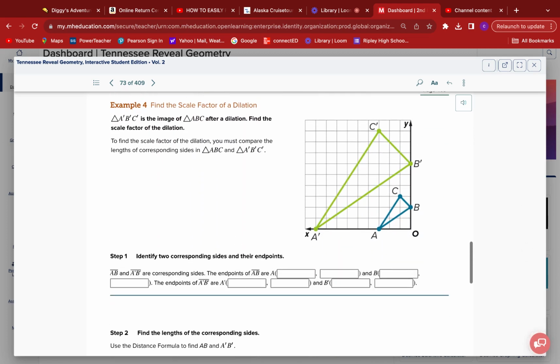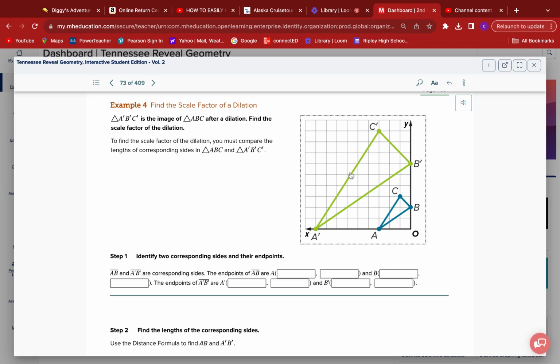All right, example number 4. Turn the page on your workbook to page 464. Okay, so we need to look at what's going on here. We got an image. This is triangle A'B'C' after a dilation, scale factor, so we've got to find the scale factor.